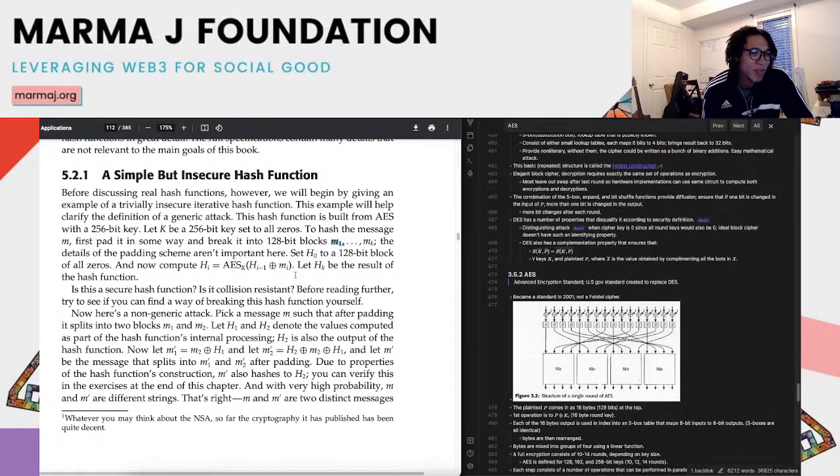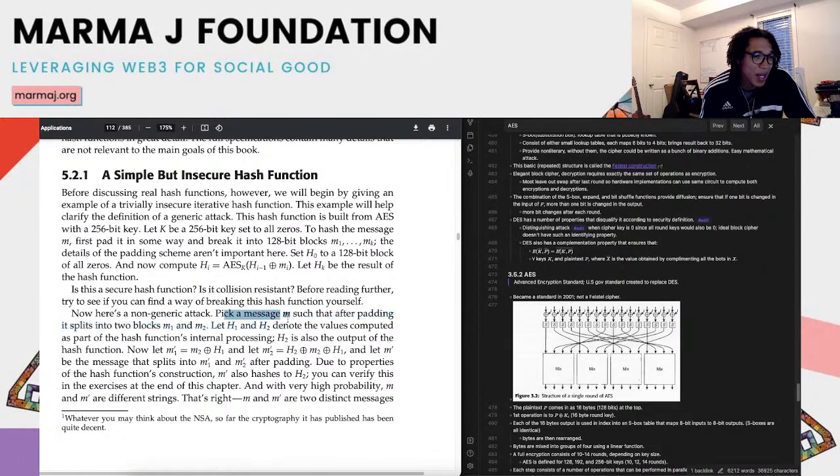See if I can find a way of breaking the hash. So HK is the result of the hash function. I might understand what it's talking about. AES of K, H. Is it just because they're all zeros? Yeah. Okay, now here's a non-generic attack. Fine, maybe it's just going to explain it to us now.